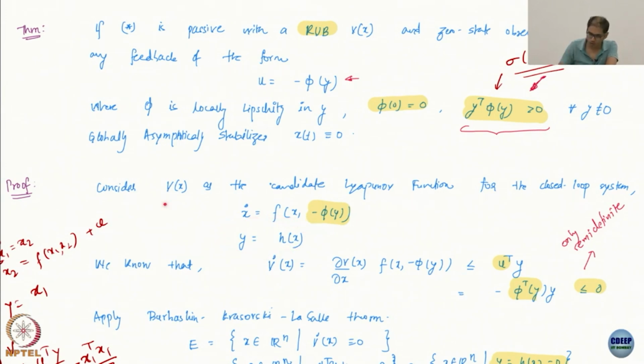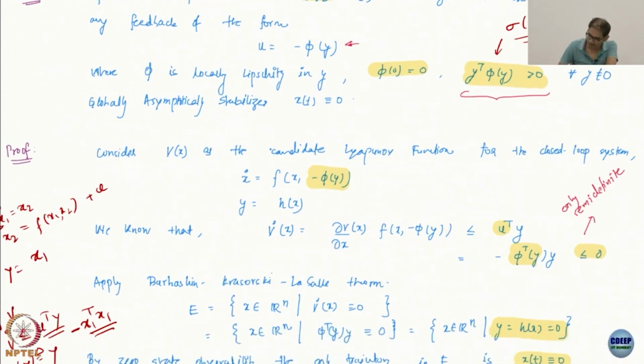Further, what do we know about this V of x? We know that the derivative, this is the passivity property itself, that partial of V with respect to x multiplied by this is less than or equal to u transpose y, okay. And the funny thing is u is just minus phi(y), so I plug this in, and by this assumption of positive definiteness, what do I have? That this is negative semi definite, okay, not negative definite, okay.